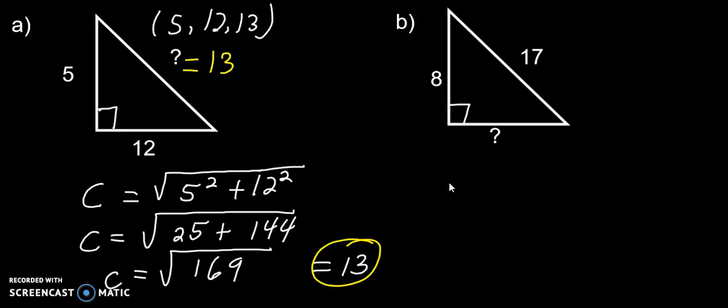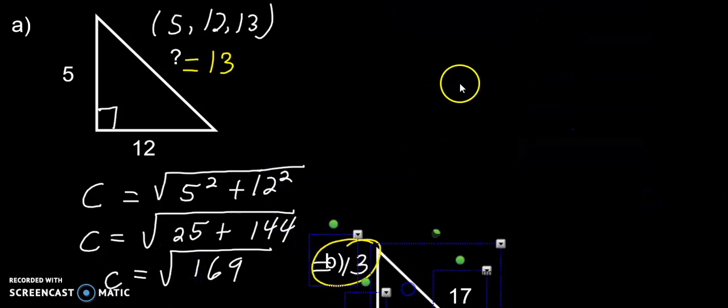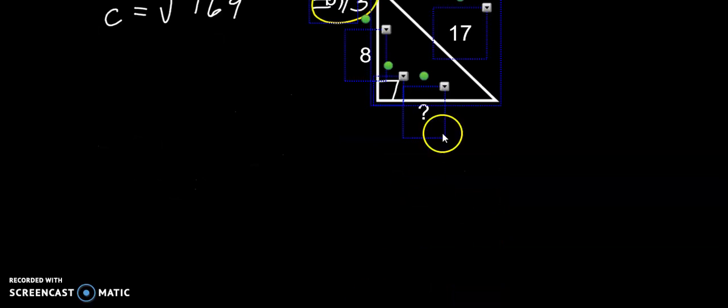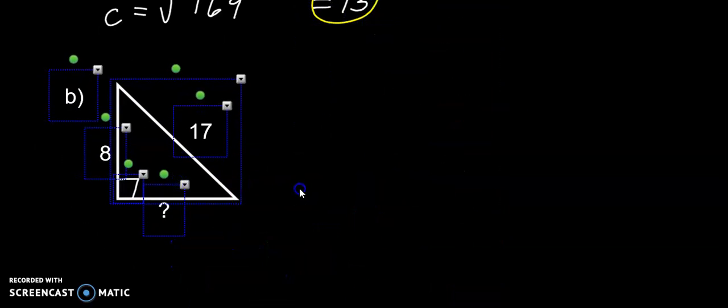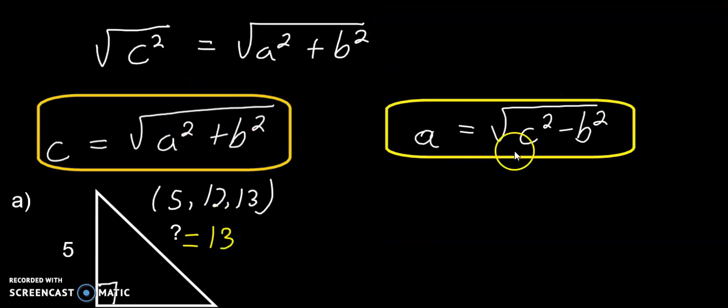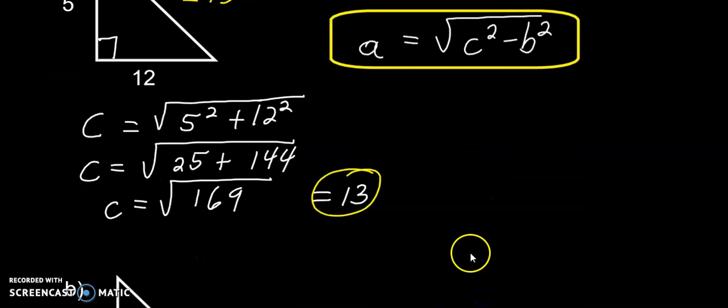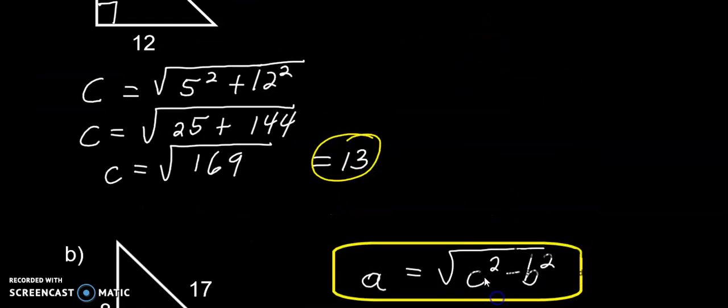Now let's try the next one where we're looking for one of the sides. How would we do that one? Let's bring it down here. So we have this question here. This time we're looking for one of the sides. So the equation we have to use is this one up here. Let's put it here.